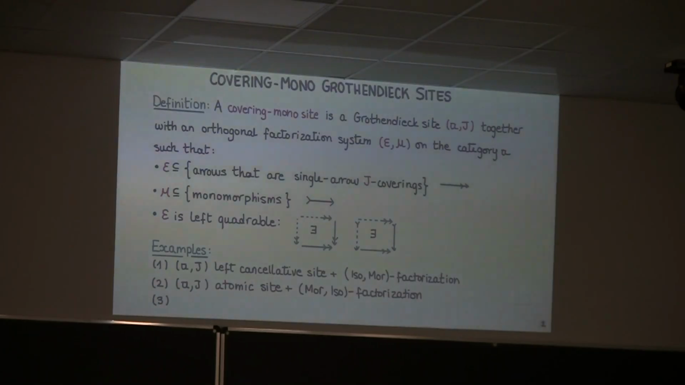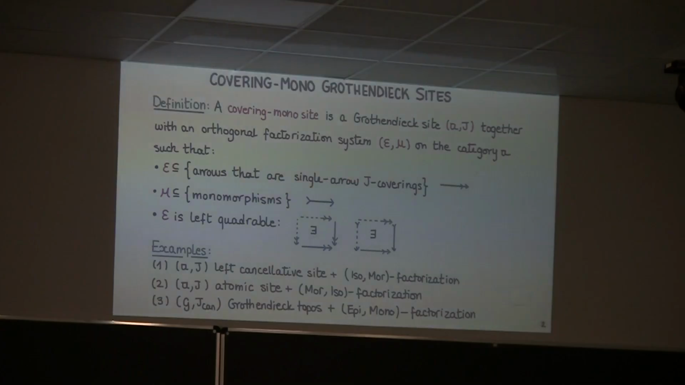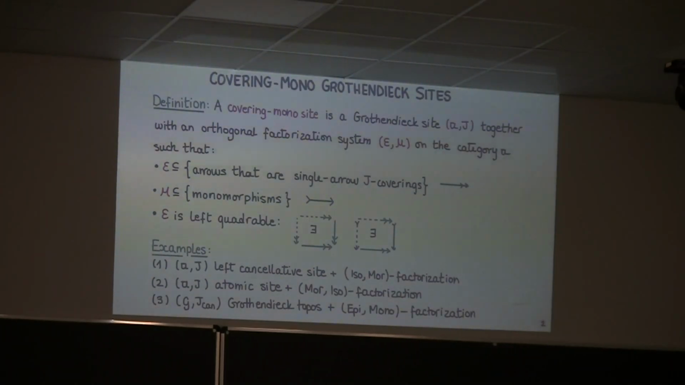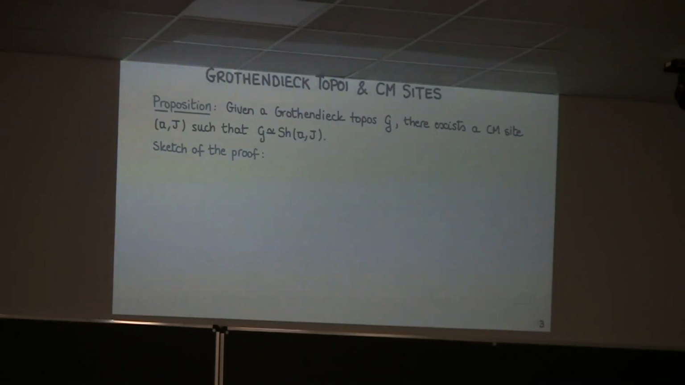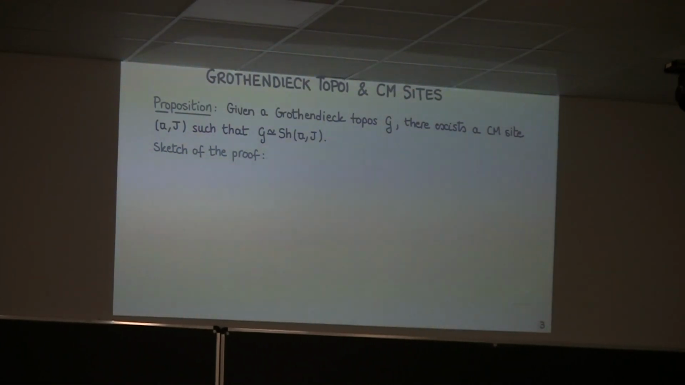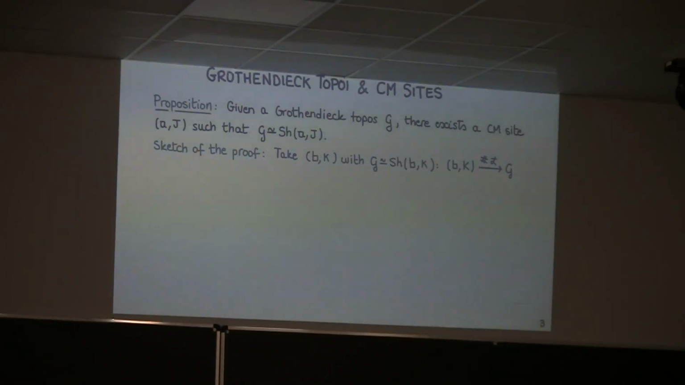And then we have, in the case of a large site, the Grothendieck topos example we just did. And so you may say, I mean, if you restrict to this family of sites with this extra information, aren't you being too restrictive? Don't we lose information regarding topoi? And well, we can prove that's not the case. For every topos, we can find a covering monosite presenting it via sheaves.